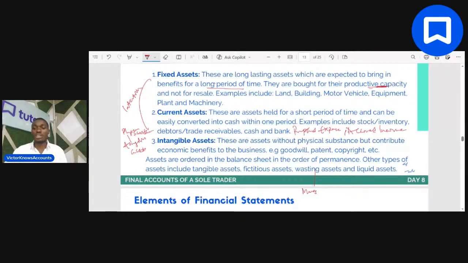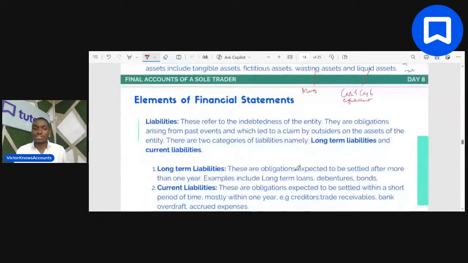Then we have liquid assets. Liquid assets are assets that can be easily turned into cash, very, very easily. They are cash or cash equivalent. That's your liquid asset. It includes your physical cash, cash at bank, cash put in fixed deposits, treasury bills that will mature within like 30 days. Do you understand that? So now let's move on to liabilities.